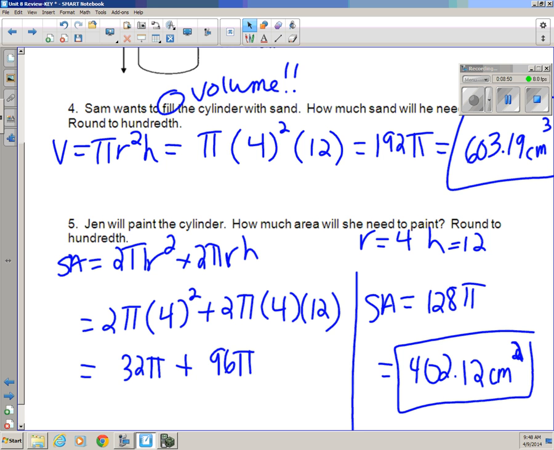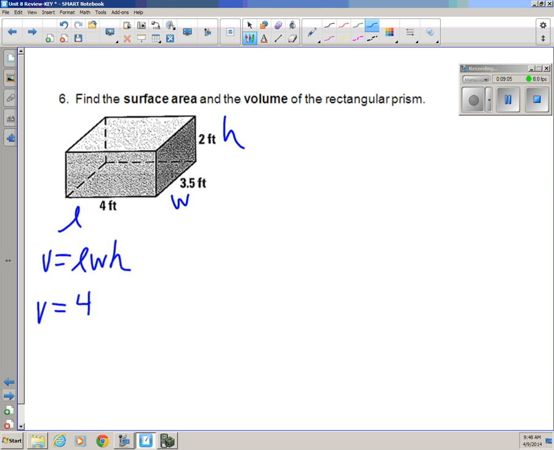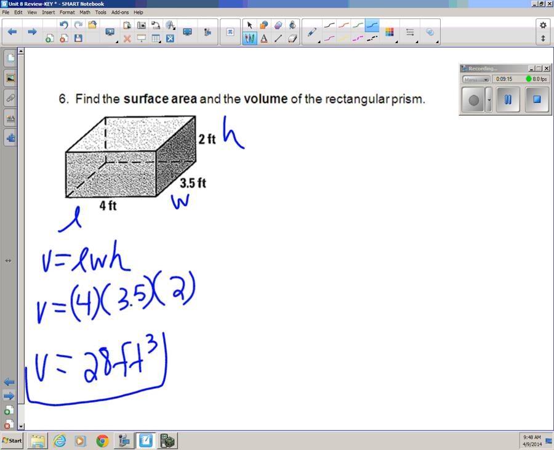Alrighty, next. Find the surface area and the volume of the rectangular prism. The volume is the formula that they do not give you. You need to know it by yourself. Length, width, and height. It doesn't really matter what you call length or width or height, but the volume is multiplying everything together. 4 times 3.5 times 2. On the calculator, the volume becomes 28, and it's feet cubed.